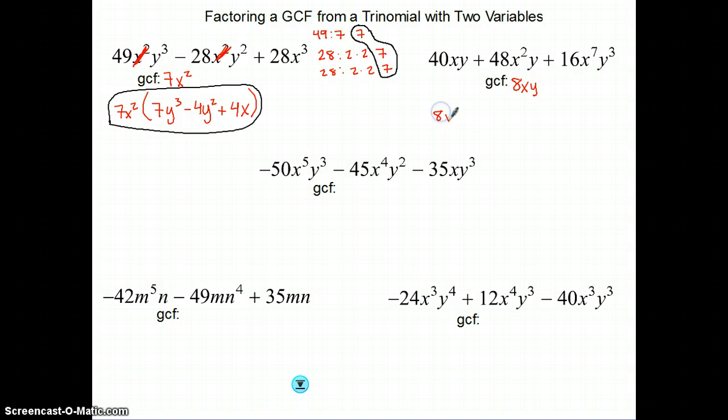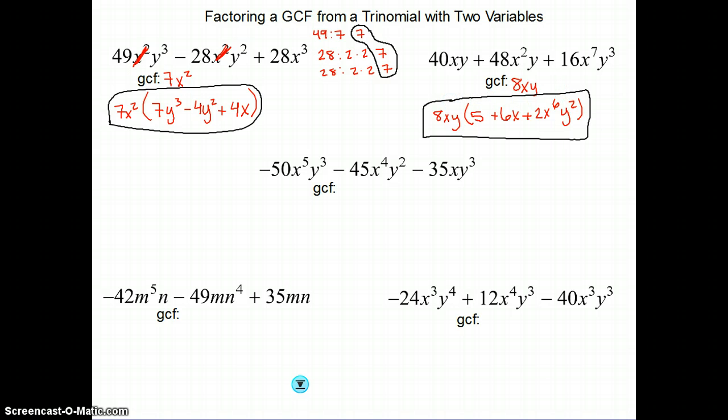On the outside of parentheses, I have 8xy, my greatest common factor. And on the inside, 40 becomes 5, and I took out both xy's. 48 becomes a positive 6. I only took out 1x, so I have 1 left. 16 becomes a positive 2. I took out 1x, leaving me with x to the 6th, and I took out 1y, leaving me with y to the 2nd power. So this expression is the factored form of your original.